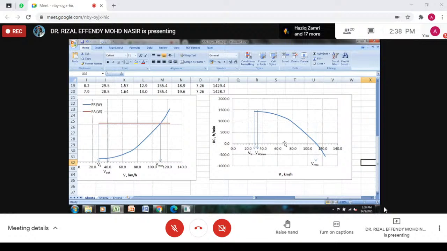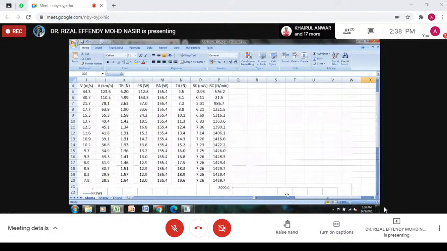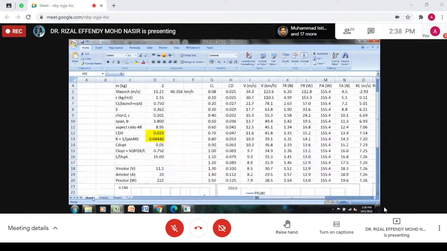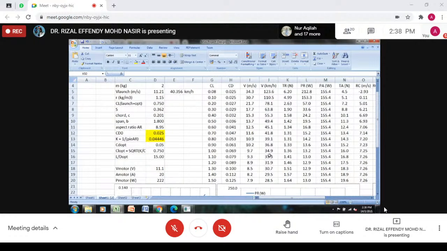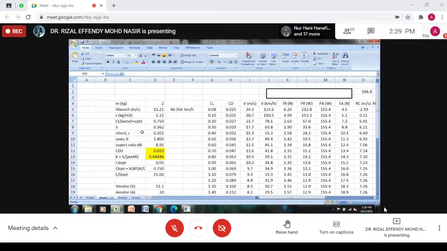So you can repeat this for various altitude. Bila you tukar untuk various altitude, macam ni buat. Ini, okay. Sheet 1 ni, you just copy. Okay, move. Create a copy and buat satu lagi. Okay. So this time all this value yang ada dekat sini tolong fixkan, sebab yang ni actually bergantung pada value yang atas ni. Untuk ini kita buat tujuan untuk optimize kan.